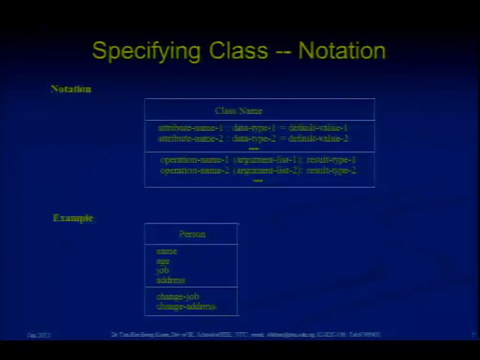Now we come to the notation. These are the notations to define a class. We use a rectangle to specify a class. In class diagram techniques, the name you want to give to the class is written in the first region.